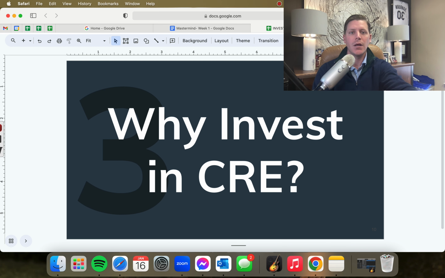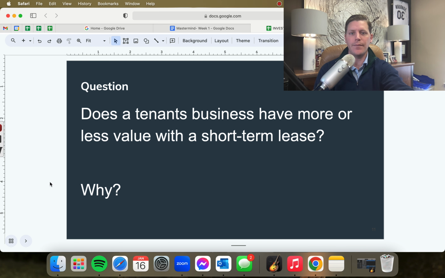Let's go on. So why should you invest in commercial real estate? Okay, this is a question that I'll ask you. Does a tenant's business have more or less value with a short-term lease, and why? Any idea?